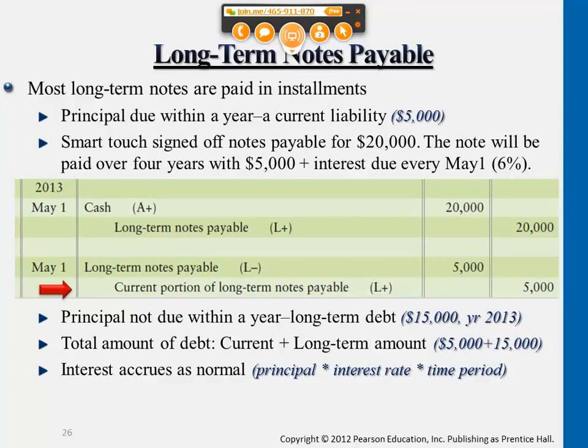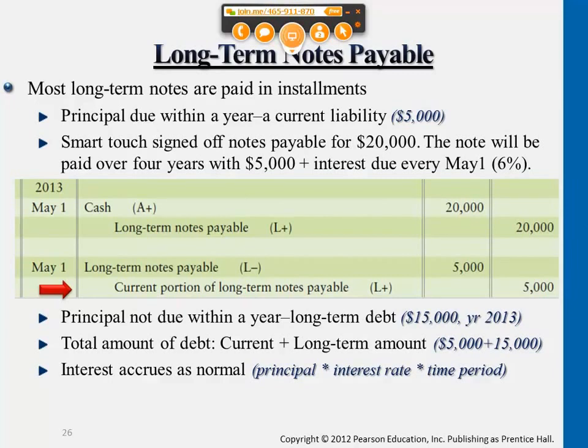So this happens May 1st. You first borrow the money, and then you reclassify it into current portion of long-term notes payable. This is not saying that your liability reduces $5,000. We're just separating the part that will immediately be due next year from the part that will be due the second year, the third year, and the fourth year. Right? So this part is a review. We covered this in Chapter 10, just the reclassification part.